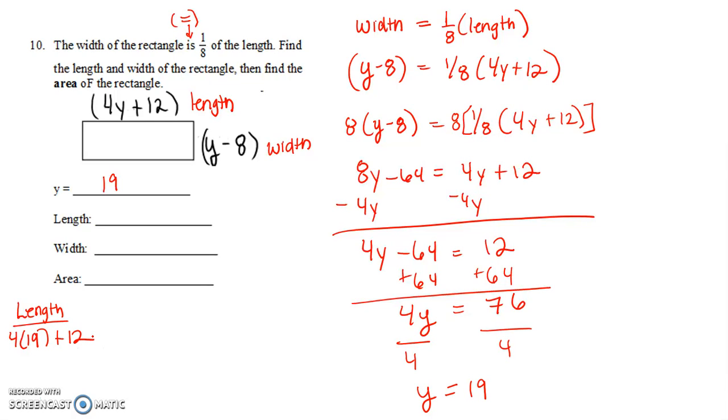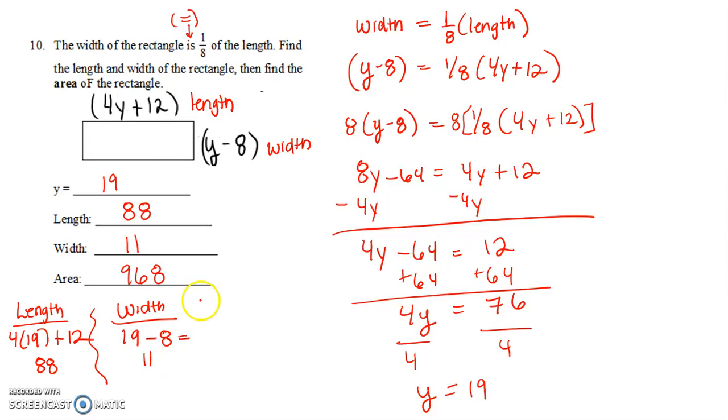So 4 times 19 plus 12 is 88. So that's my length. And my width is going to be y minus 8. So I'm going to do, what is it, 19 minus 8 equals 11. Is 968 for my area. I'm correct, right? y equals 19. 19 minus 8 is 11.